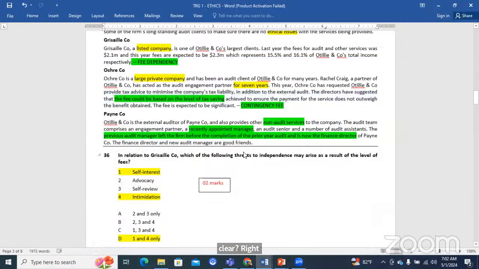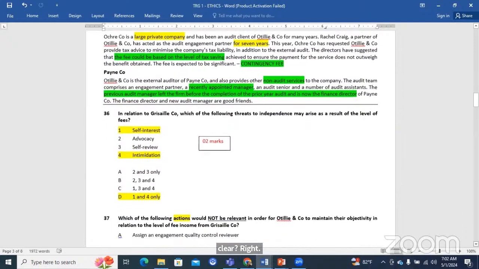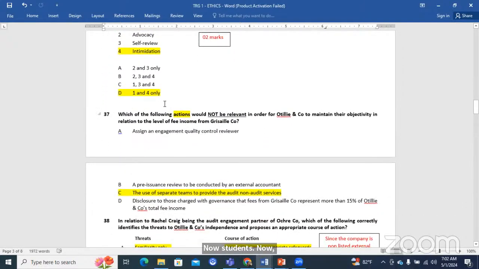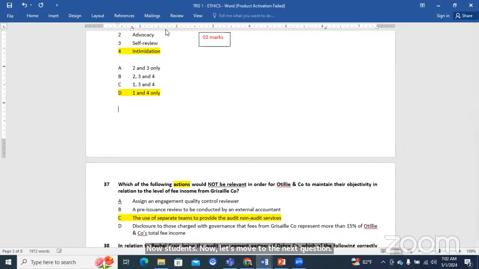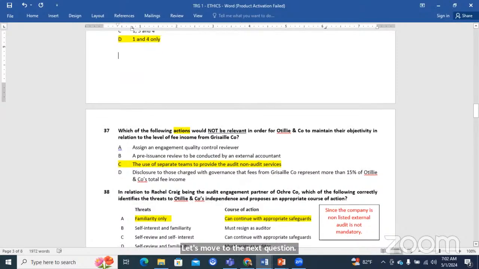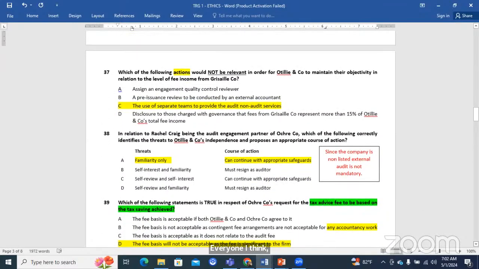Now students, let's move to the next question. Everyone, I think Sri Lankan students, you are in the TRG group. I will share these materials to TRG group. Fine.